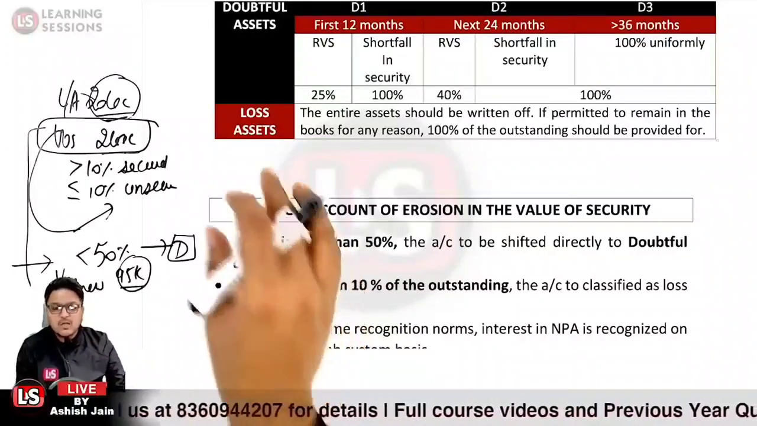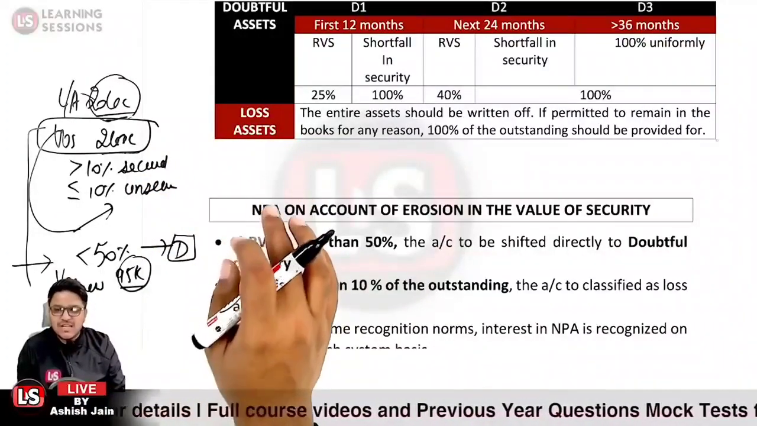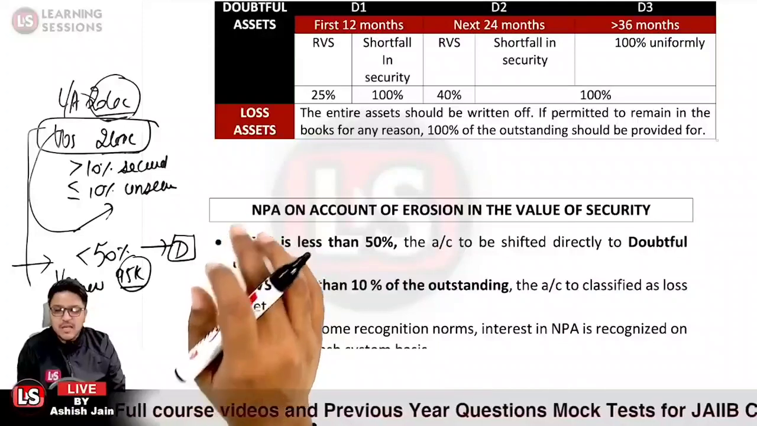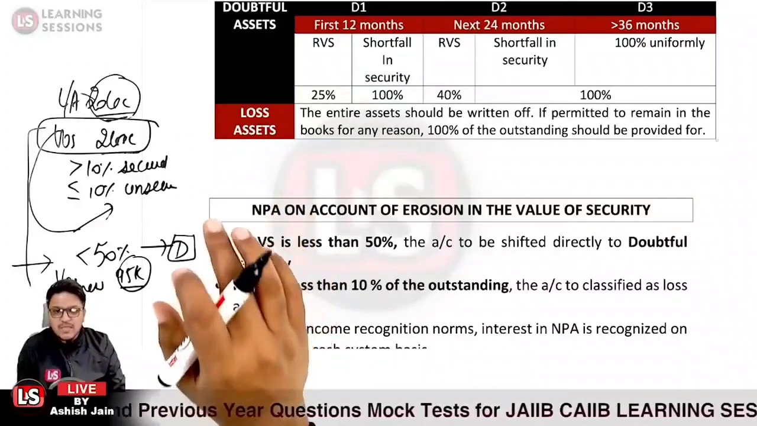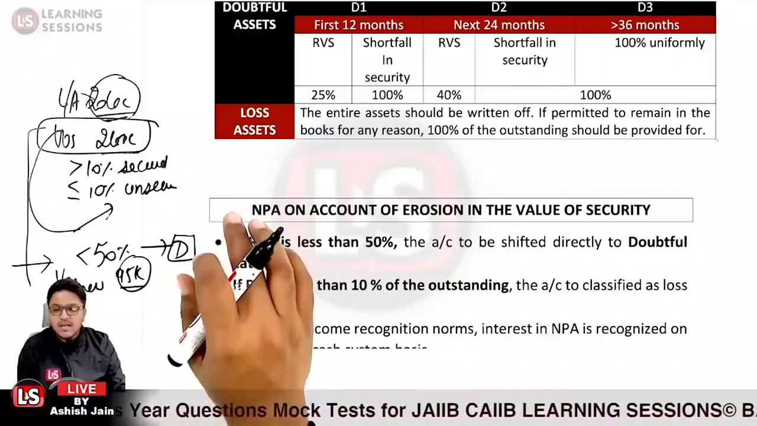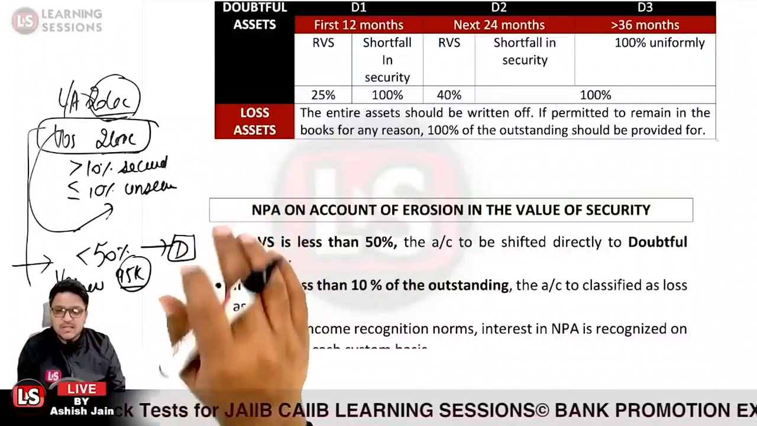I'm not saying that if the value of security is lesser than 10%, it will be transferred to loss asset category. I'm not talking about that. I'm saying if the value of security is lesser than or equal to 10%, it is the unsecured advance. If it is greater than 10%, it is a secured advance.